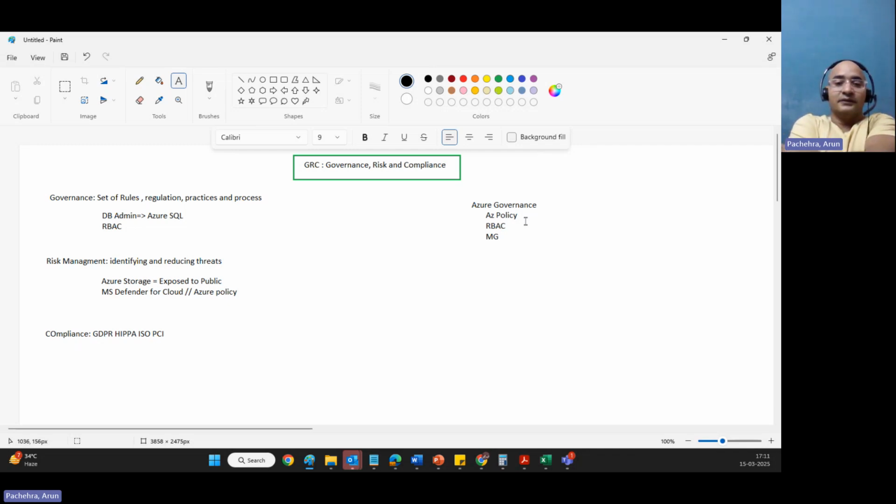Like you cannot run an unapproved virtual machine or some specific size. You cannot deploy resources in any particular region. Those kinds of rules and regulations. RBAC, we all know. Management groups help us manage our organization's resources like subscriptions and apply policies, RBAC, locks, and tagging everywhere in this hierarchy.